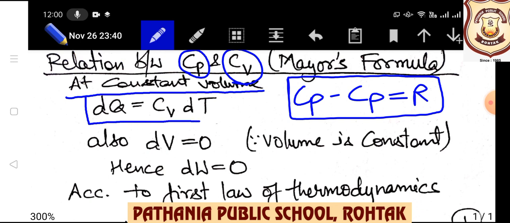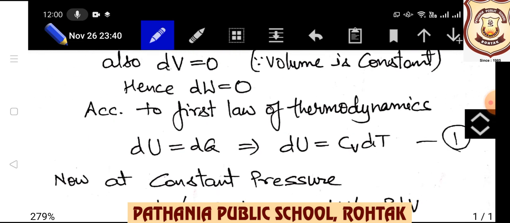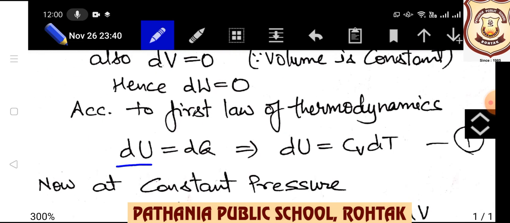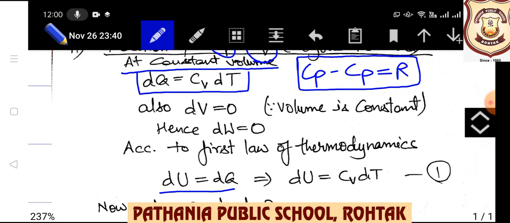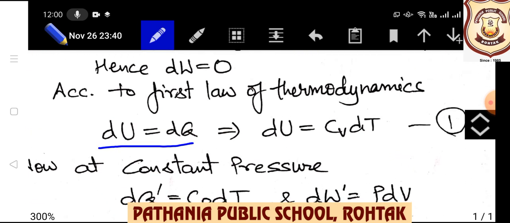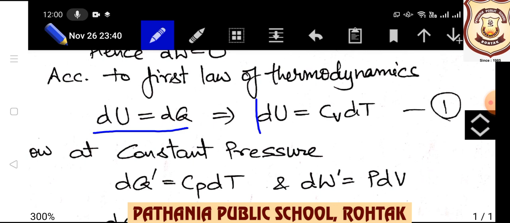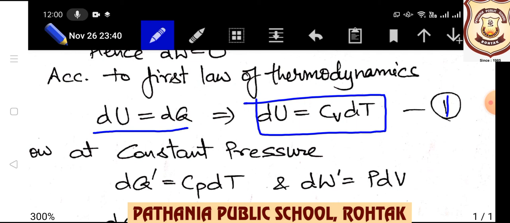And one more thing, as pv is equal to RT for one mole of gas, differentiating, pdv is equal to R dt for 1 mole of gas. So I can write R dt in place of pdv. dt cancels dt, and Cp minus Cv is equal to R, which is the desired relation or Mayer's formula.